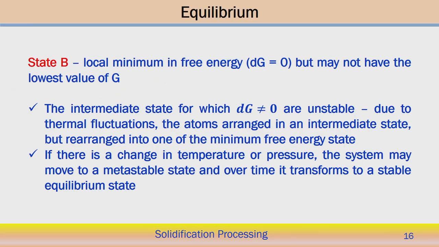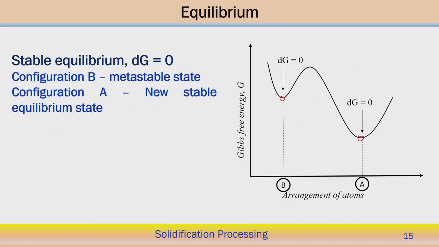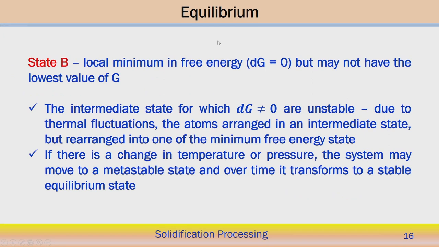So look, state B actually represents a local minimum in free energy, dG equal to 0. It is a minimum value, dG equal to 0, but it is a local minimum, and may not have the lowest value of G. This is one local minimum that exists at this particular point at dG equal to 0. Similarly, the intermediate states for which dG is not equal to 0 are all unstable, but due to thermal fluctuation, the atomic arrangement can change in an intermediate state also, and rearrange into another arrangement of atoms that may have the minimum amount of free energy.